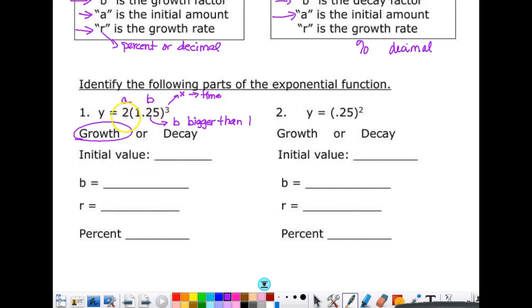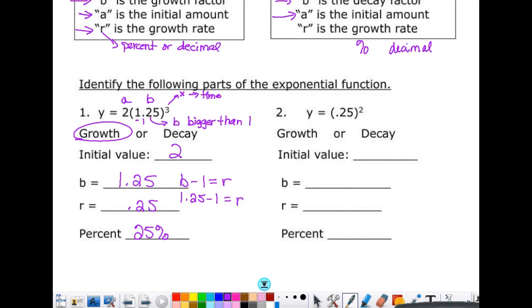So the initial value, something started out at 2. We don't know what they're talking about here. The B is 1.25. The rate is 0.25 because you take the B and you subtract 1. That gives you the R. So 1.25 minus 1 is the rate. So I just subtracted 1 right there. Just subtract 1 and you get 0.25. And the percent is 25%. So something is growing at 25%. Your money doesn't ever really grow at 25%. That would just be unheard of.